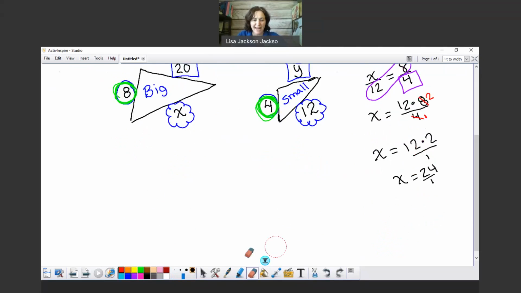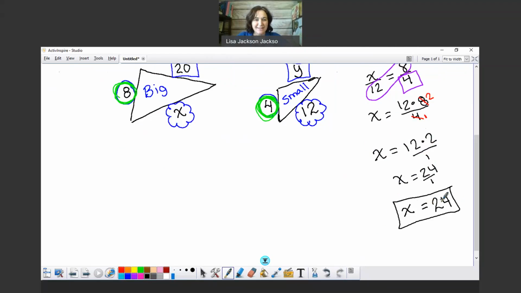Every whole number has a 1 on the bottom. We only write those ones when we need to use them for something. And right now I've come to my final answer. So I'm not going to write 24 over 1. I'm going to just write 24. That is the number you would take and plop into your Hawks answer box.